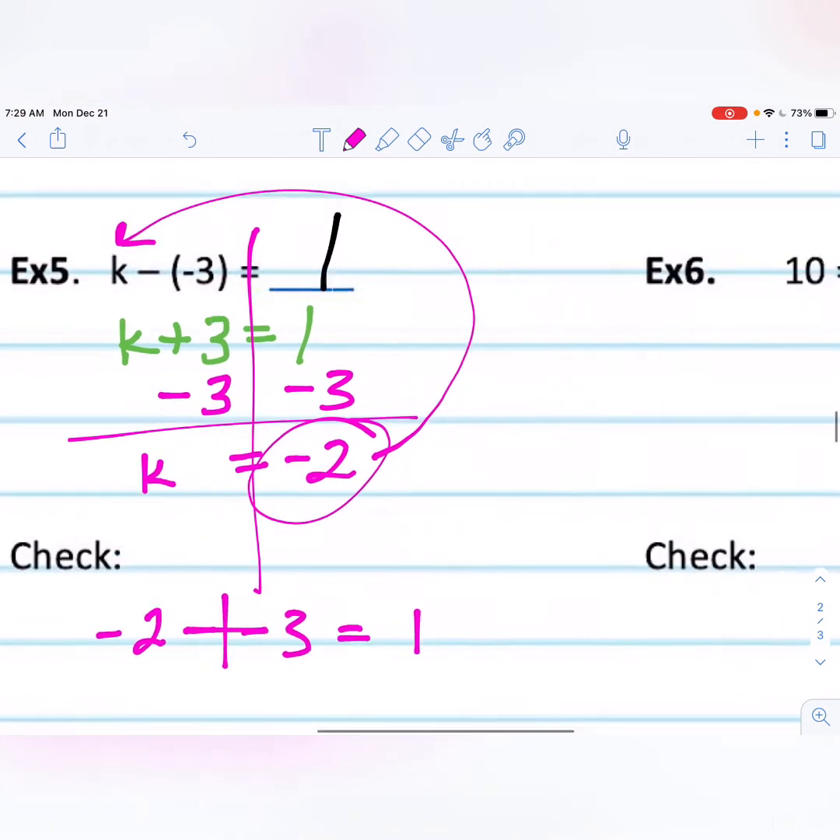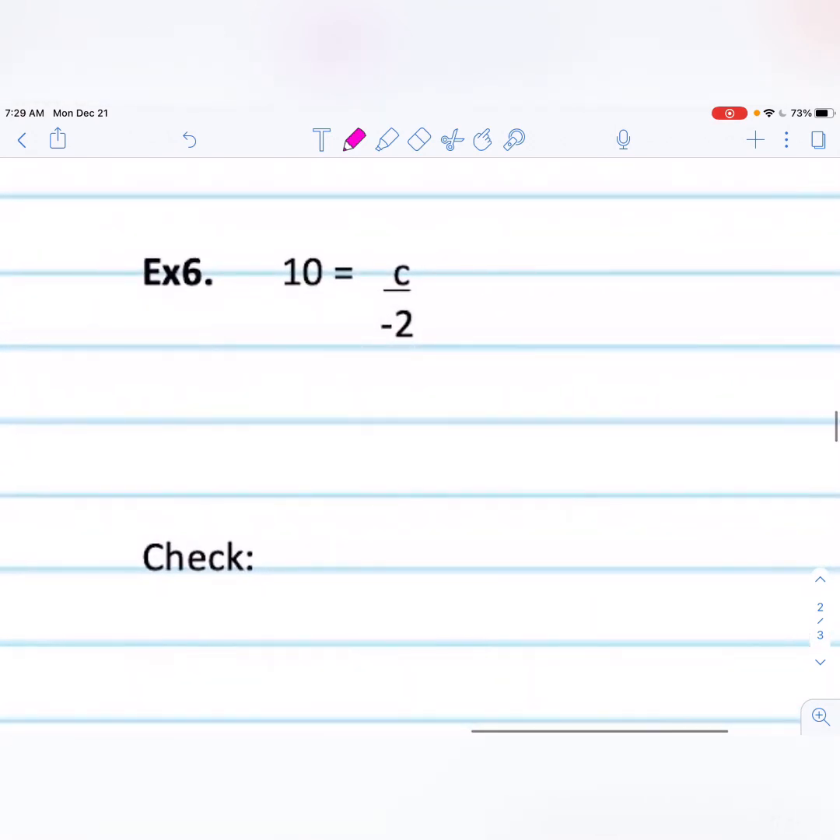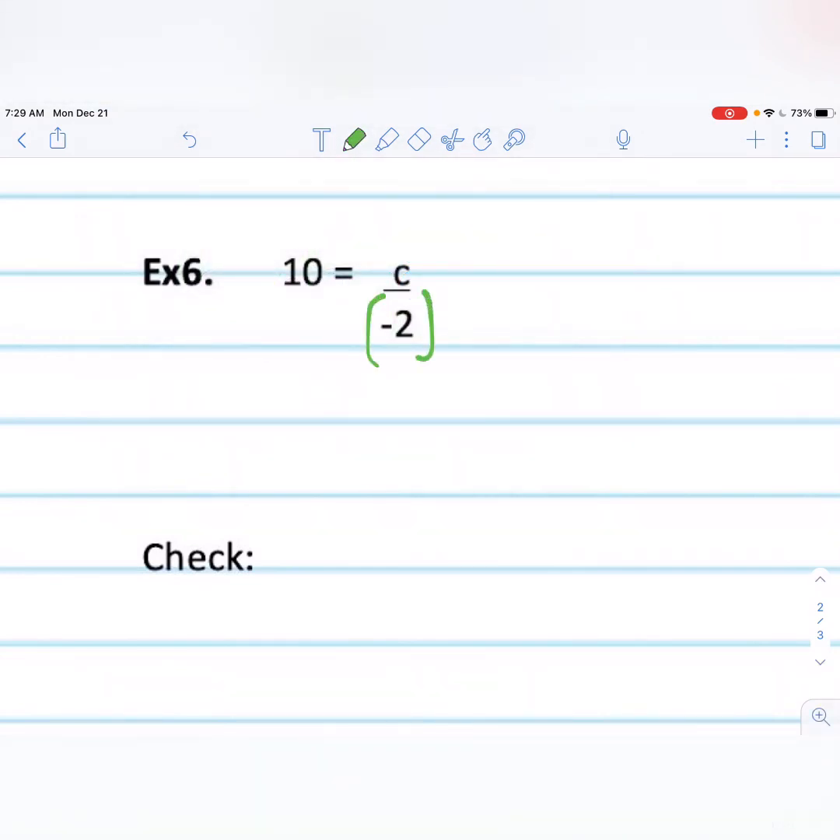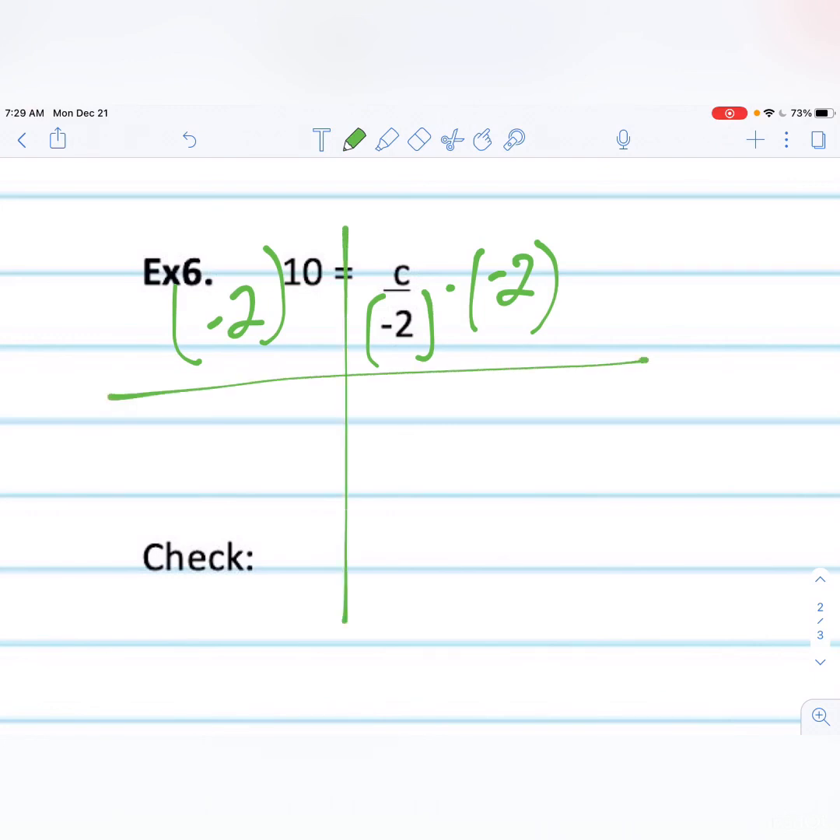Okay. Example 6, to undo division, we're going to multiply, and we want to multiply by the exact same thing. So let's multiply not just by 2, but by a negative 2. Don't get thrown off by the variable being on the right-hand side. We still have the exact same process. We're just undoing to get the variable alone. Our goal is to get the c alone here.